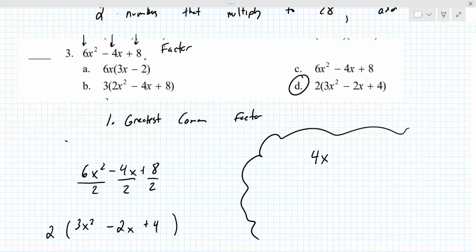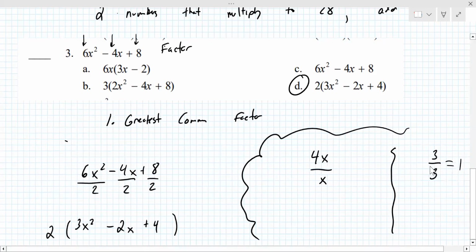Now, kind of an aside here. What is 4x divided by x? x? So let me draw another analogy. 4? What is 3 divided by 3? 1. Why is it 1? That is correct. Why is it 1? Tell me in your own words why that would be 1. Because 3 times 1 is 3.